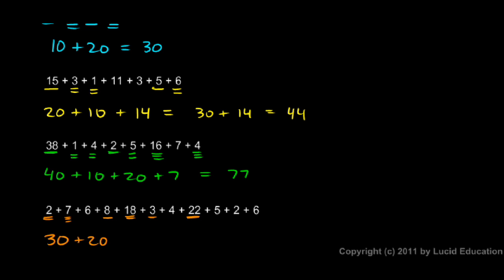And then I see the 7 and the 3. That gives me a 10. And then a 6 and a 4. Those also give me a 10. And then these don't add up nicely to anything, but I can do that in my head. 5 plus 2 is 7, and then 6 more is 13. So I put the 13 down there. And then hopefully the final answer you can do in your head. 30 and 20 is 50, and then add another 10 is 60, and another 10 is 70, and then 13 more is 83.